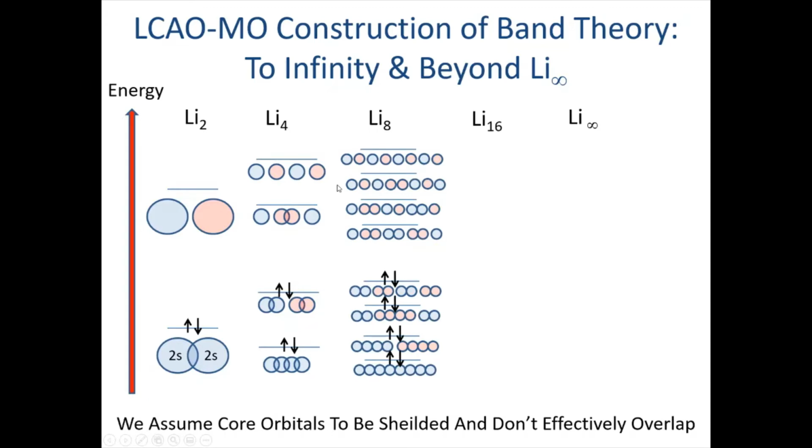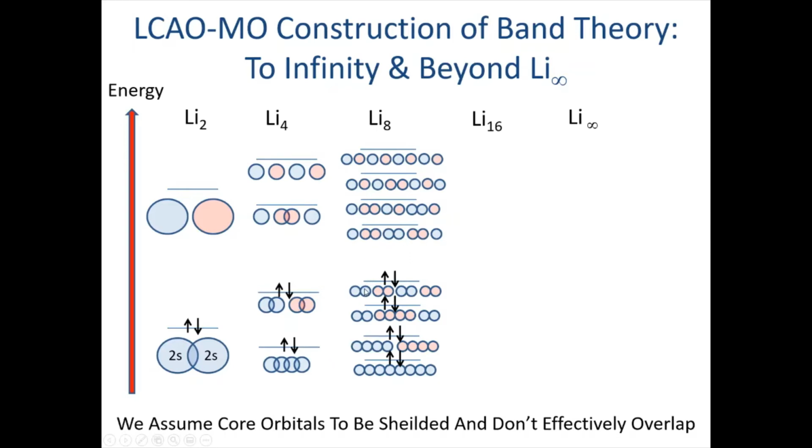Now I took the time to work this out for lithium-8. But you can see again, we are increasing the number of nodes as we go up in energy. And what you notice is, even though we're becoming more and more complicated, now we have 8 orbitals, they're always halfway full. So all of the bonding orbitals are occupied with electrons. All of the anti-bonding orbitals are not occupied with electrons.